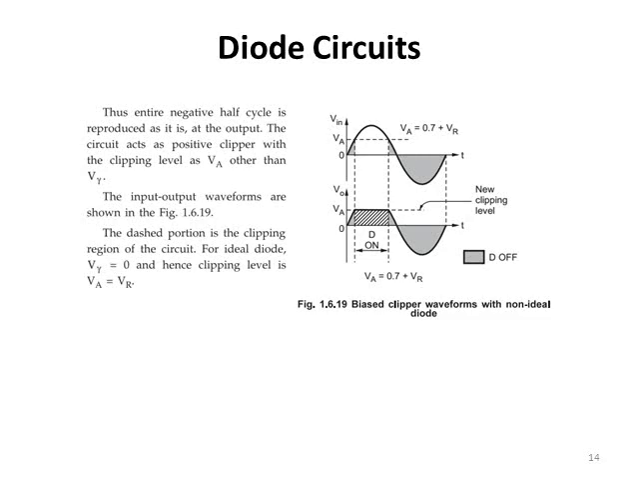The dashed portion shows the clipping region of the circuit for an ideal diode, where V gamma is equal to 0. Hence the clipping level Va is equal to Vr. This shaded portion is the portion where the diode is conducting. The completely darkened portion is the portion where the diode is off.